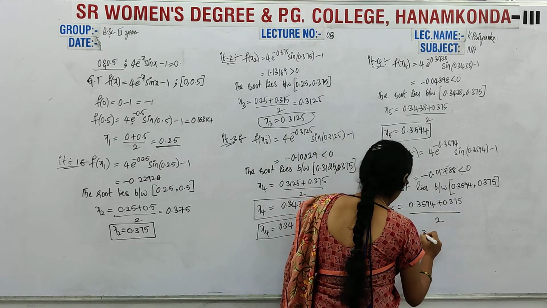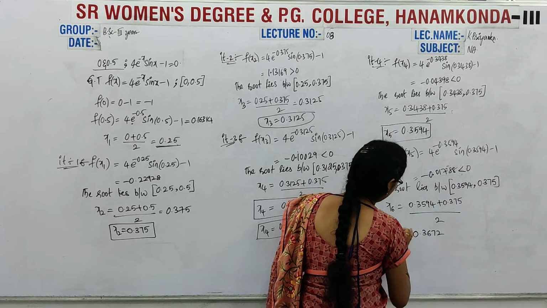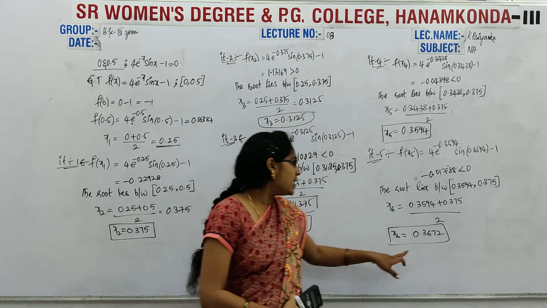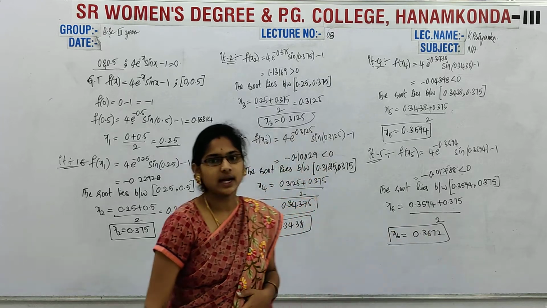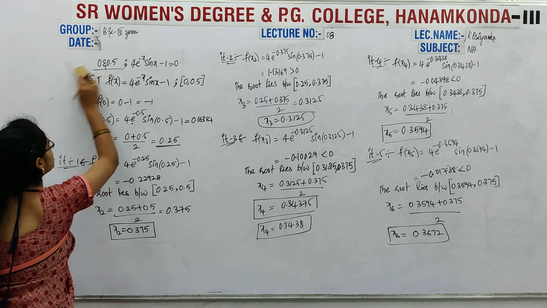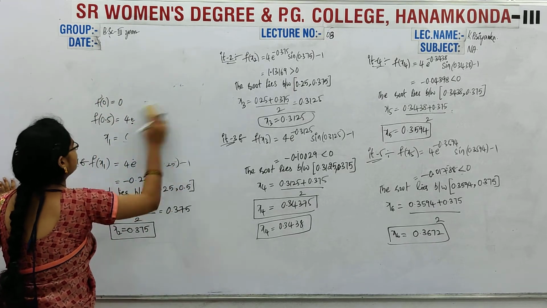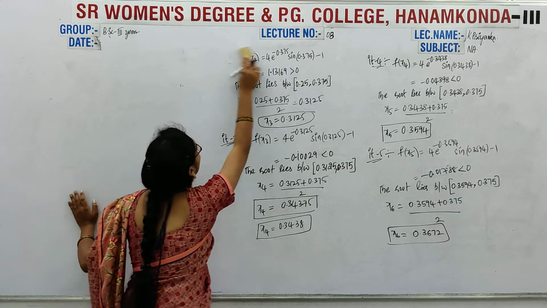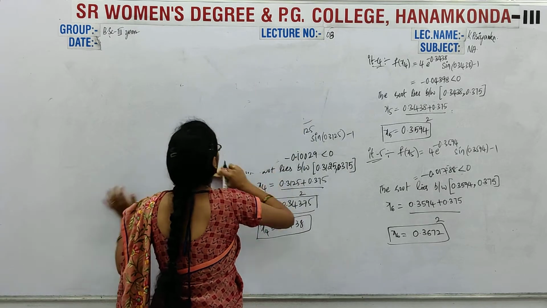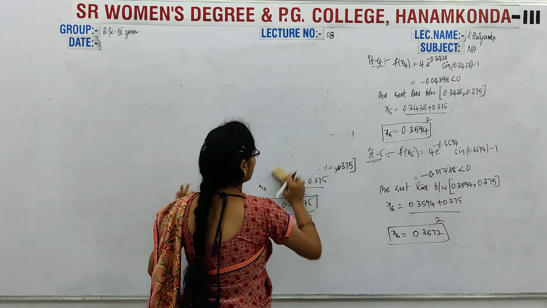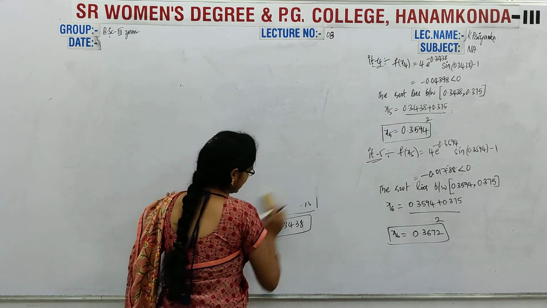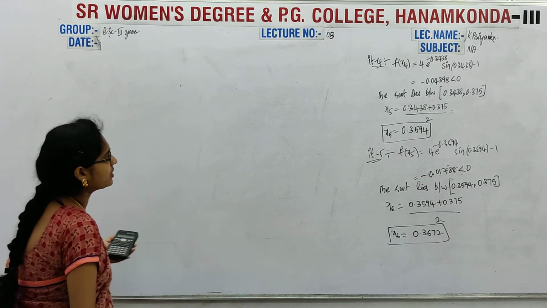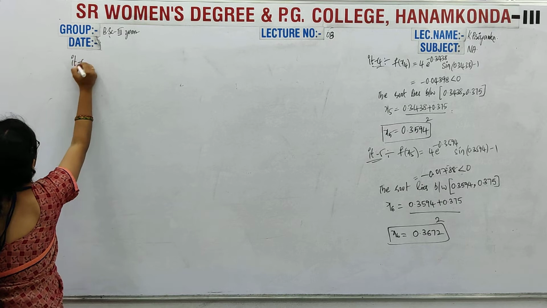Yeah, 0.3672. Now compare with x5, 0.359. Near value but not exact, right? Again we have to go for the next iteration number 6. Simple now. If you are okay with the calculation, then simply you will get the answers. Okay. So now here iteration number 6.